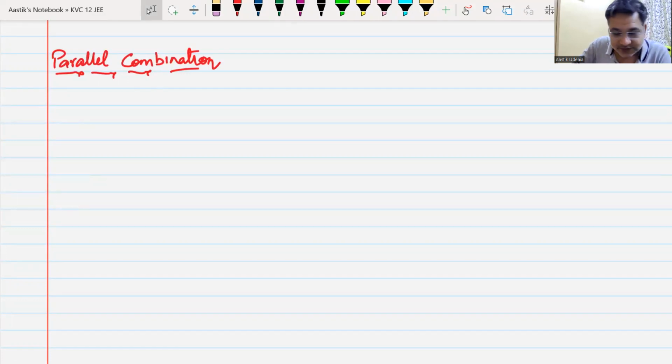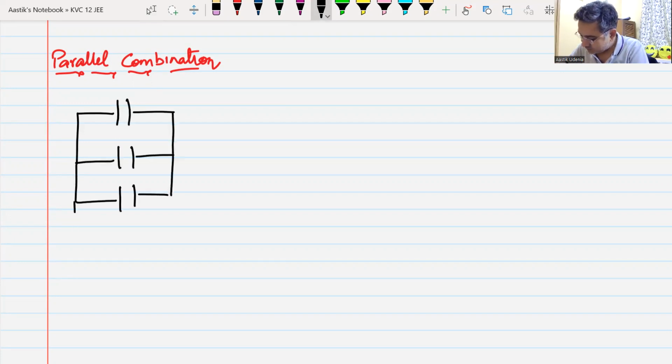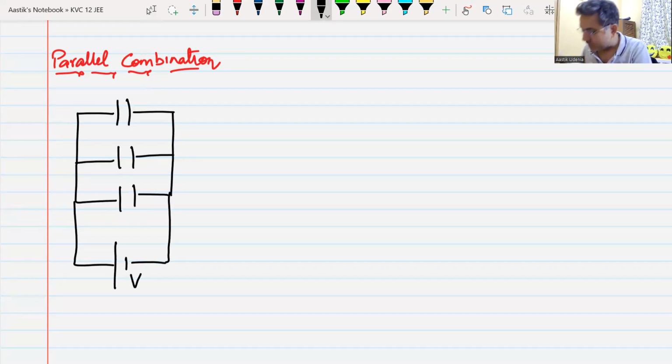Let me get a diagram so that I can save some time. How is V going to be same, sir? How should I connect these so that they are... I will have to draw it. So this is my C1, this is my C2, and this is my C3. I'm just putting 3 so that we understand it. And this is my voltage V.